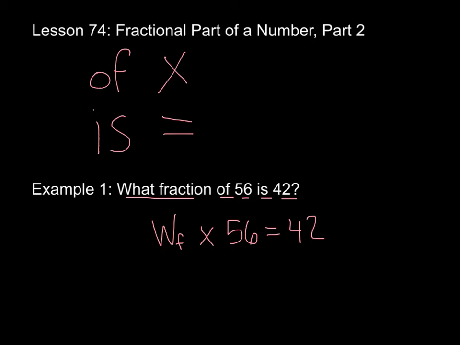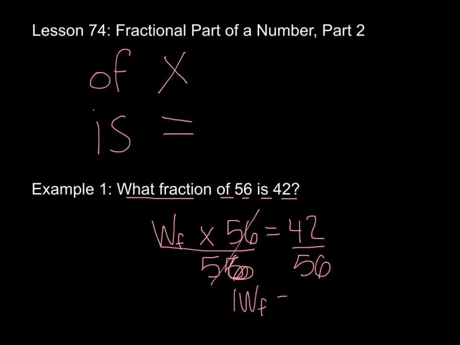When we do that, we see "what fraction" is being multiplied times 56. So the opposite of multiplying by 56 is dividing by 56. So therefore, we divide both sides of the equal sign by 56. 56 divided by 56, we get 1. So we have 1 fraction is equal to 42 over 56, or 42 divided by 56.